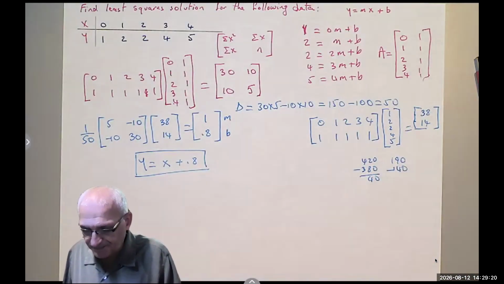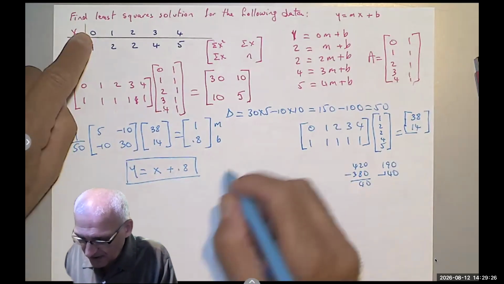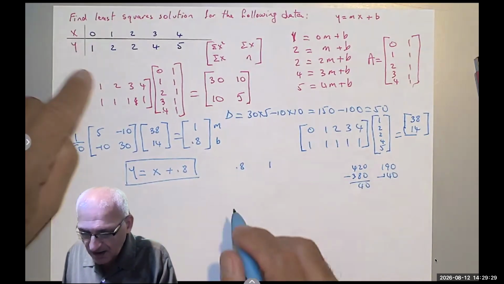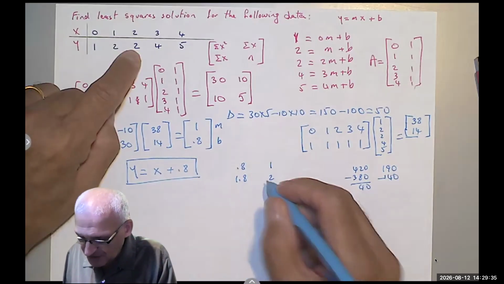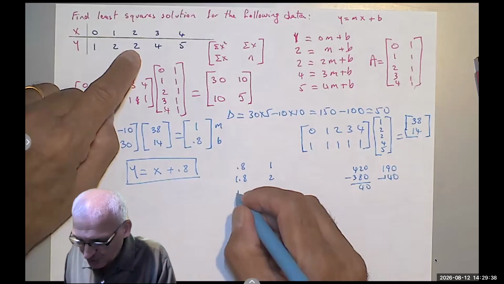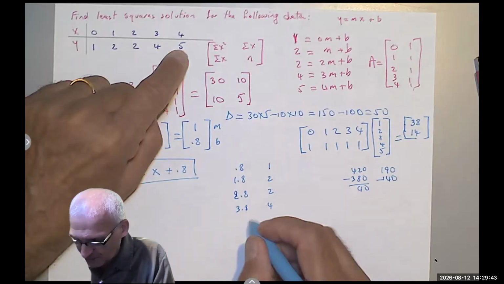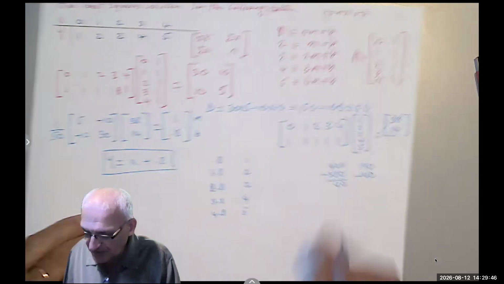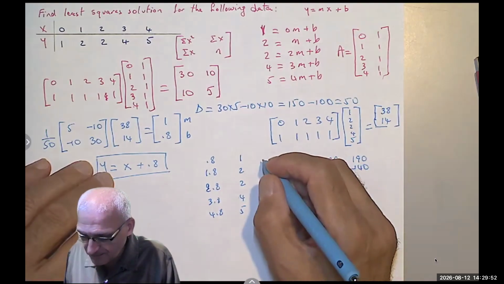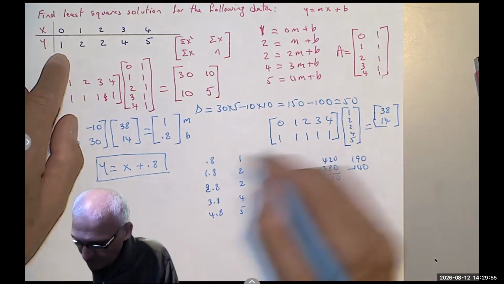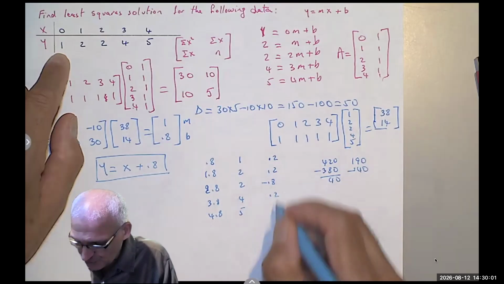And again, if I substitute for all the x's, when x is 0, I get 0.8 instead of 1. When x is 1, I get 1.8 instead of 2. When it's 2, I get 2.8 instead of 2. When it's 3, I get 3.8 instead of 4, and 4.8 instead of 5. So the errors here, I have, for example, 0.2, 0.2, -0.8, 0.2, 0.2.